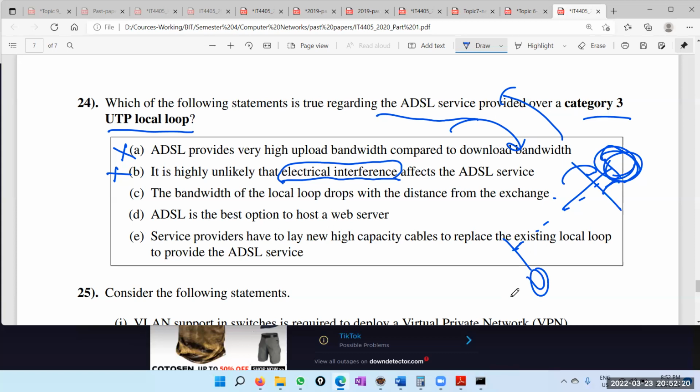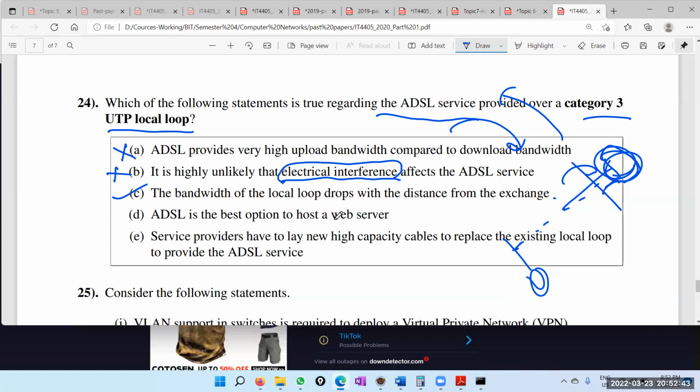and other things. Okay. And of course, for mobile wireless communication also, if you are close to the tower, you get a higher bandwidth. That is also there. But usually that is not a big issue in fiber optics. Okay. So therefore, this is correct. The bandwidth of the local loop drops with the distance from the exchange.